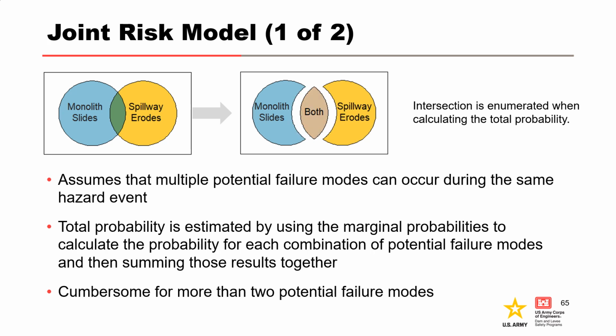The joint risk model enumerates all possible combinations, which are then summed together to calculate the total probability. This is necessary when joint failure can influence the risk estimate, such as for a long levee where multiple breaches can occur during the same flood event. While this model will produce the most accurate result, it can be very cumbersome when there are more than a couple failure modes. Assumptions can be made to simplify the effort, but the consequences for each of the joint failure events must be evaluated.